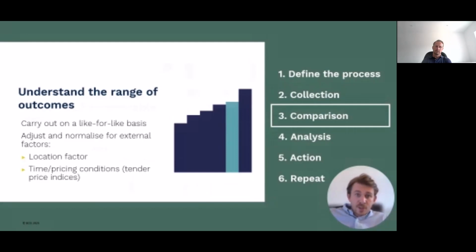The 2 key factors for normalization, which should be used on all benchmarking projects, are location and time. Location, because building the same project in central London versus Sheffield is going to have different costs. So adjusting for geographical or site-specific differences using location factors should be done. And when it comes to time and pricing conditions, prices change over time. So adjust costs for inflation and the state of the construction economy using tender price indices or other relevant indices.